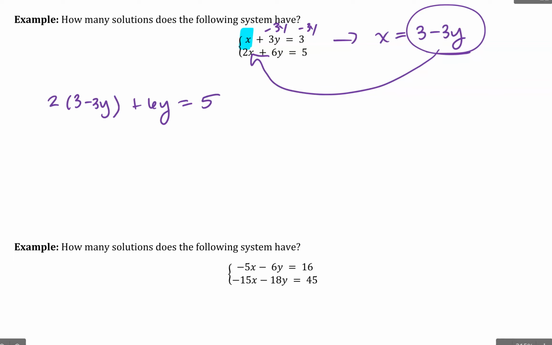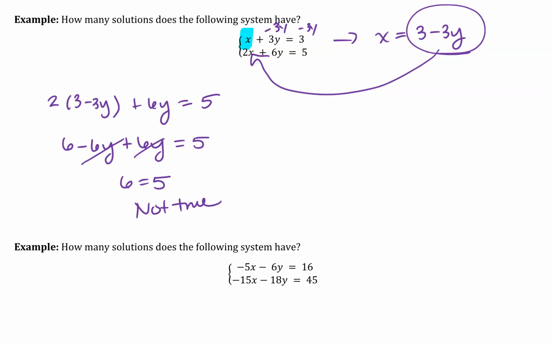Now I am going to continue solving for y, and I get 6 minus 6y plus 6y equals 5. And then immediately we see something strange happen with this minus 6y and plus 6y, and we get 6 equals 5, which is not true. And when we end up with something that's not true, we know that means there's no solution to the system.